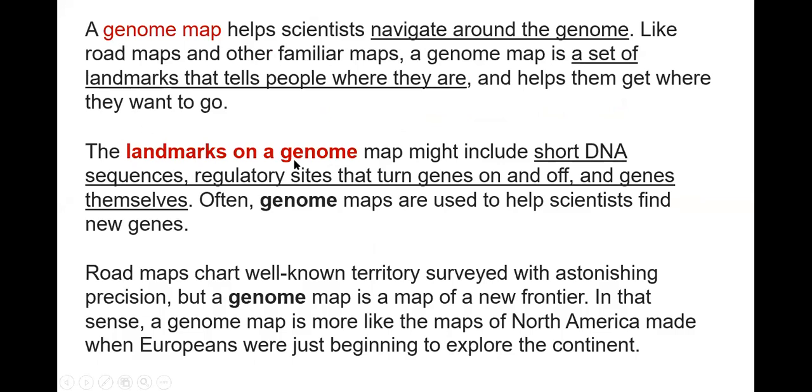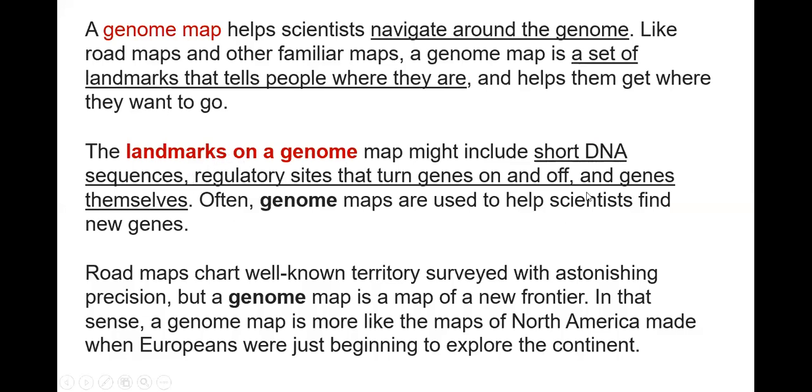The landmarks on a genome map: what are the landmarks in a given map? Parks, petrol bunks. What are the landmarks on a genome? What we are talking about here, the landmarks may be short DNA sequences that we discussed, non-coding repetitive sequences, different types of satellites, micro and macro satellites, mini and micro satellites, that may be part of the landmarks of a given genome.